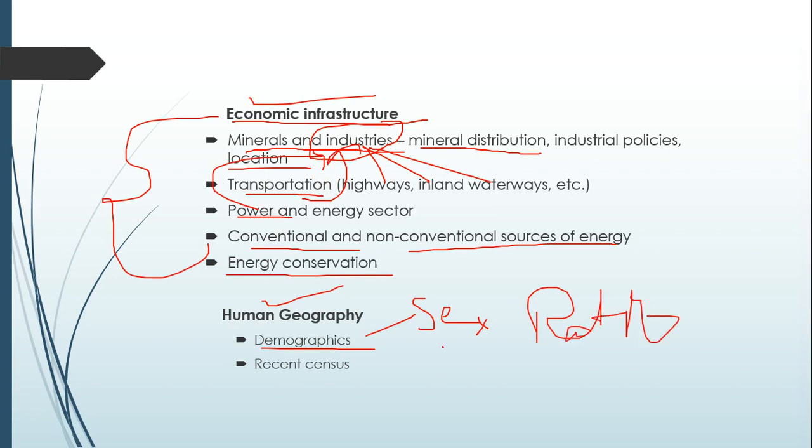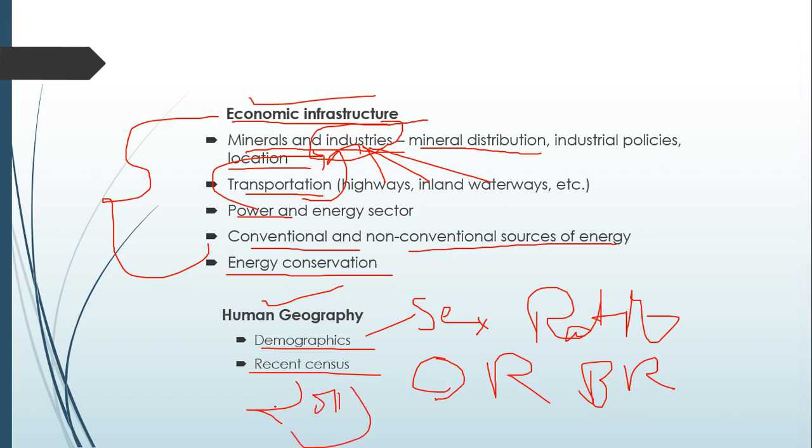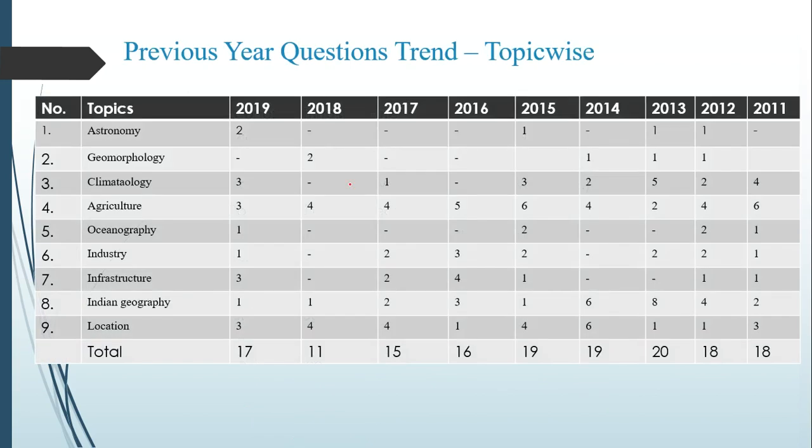and death rate, birth rate, life expectancy at birth, and the recent census of 2011 is a part of the human geography syllabus. So now this is the previous year trend of prelims.